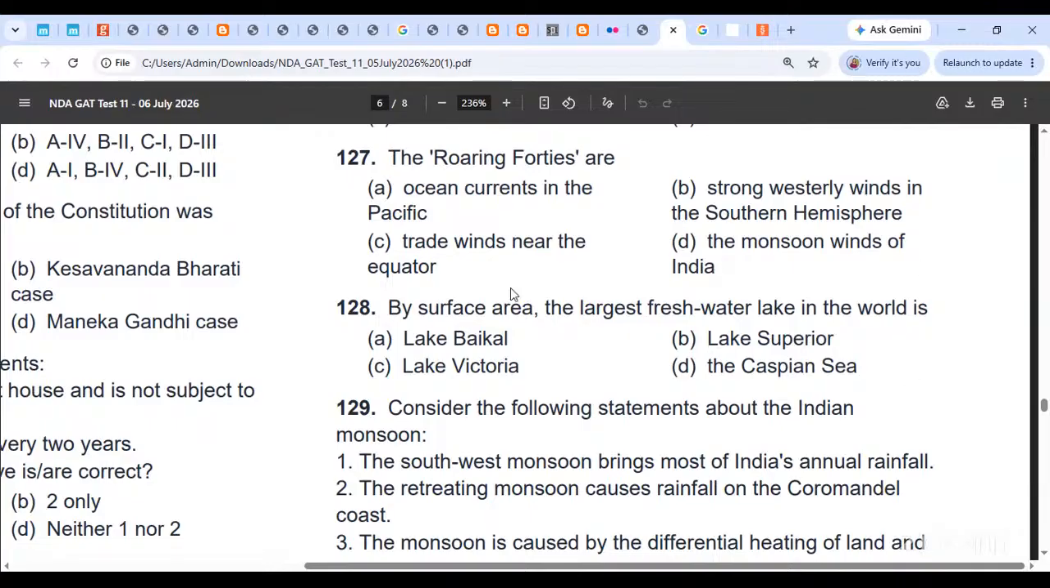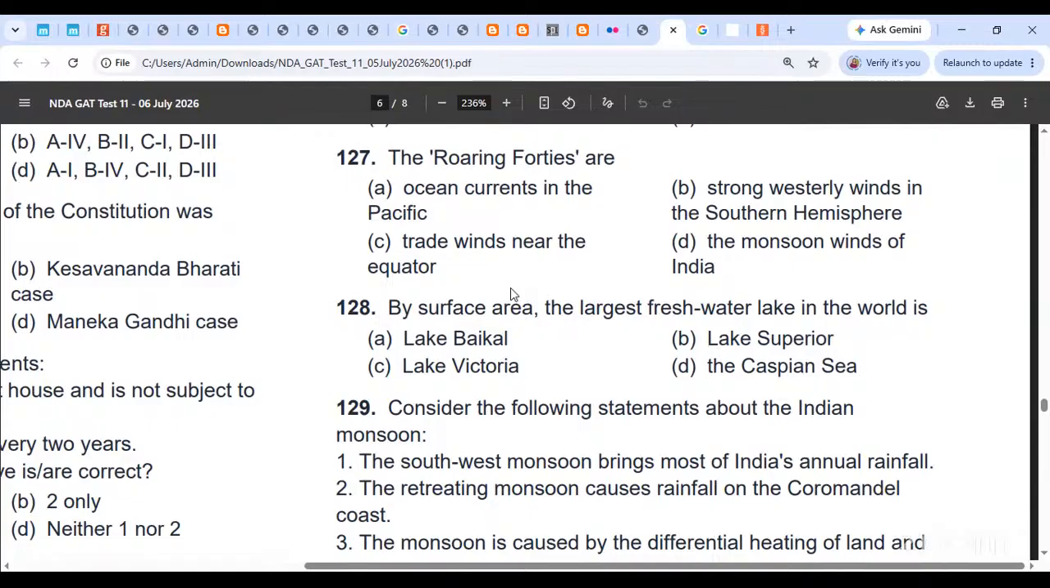Okay, question 128. By surface area, the largest freshwater lake in the world is Lake Baikal, Lake Victoria, Lake Superior, or the Caspian Sea. Okay. If the Caspian Sea is asked, remove it from the freshwater lake options. Caspian Sea is generally considered the largest lake in the world, but it is brackish water. The northern part is at least a little freshwater because you get a lot of influx from the rivers and so on. But the southern part of the Caspian Sea is prone to evaporation, and because it's hot over there, that water turns brackish. So the Caspian Sea cannot be a freshwater lake.